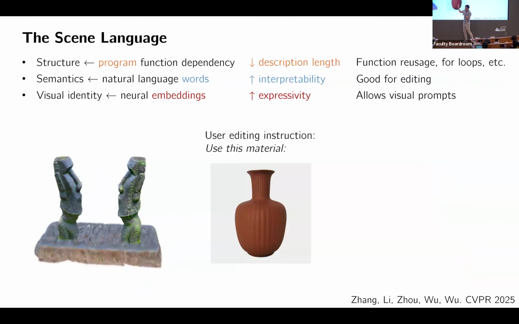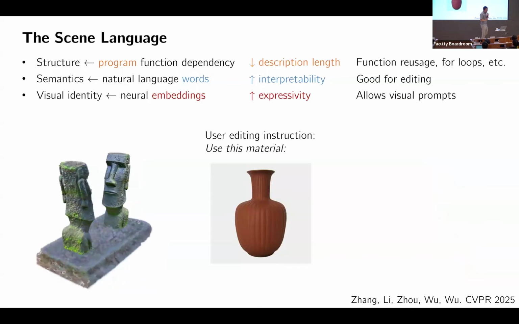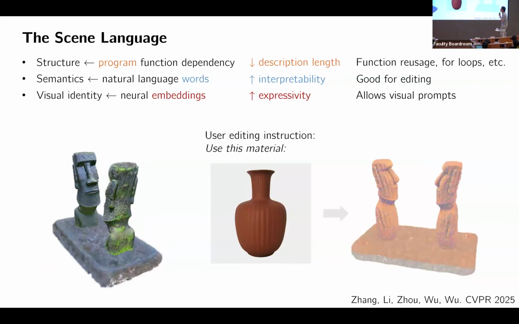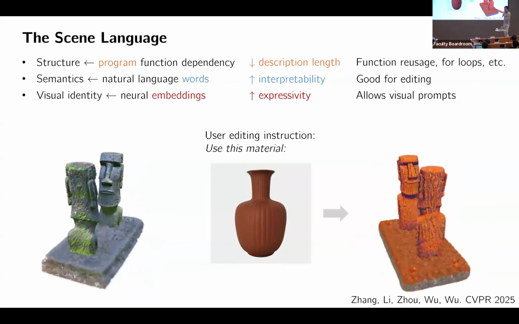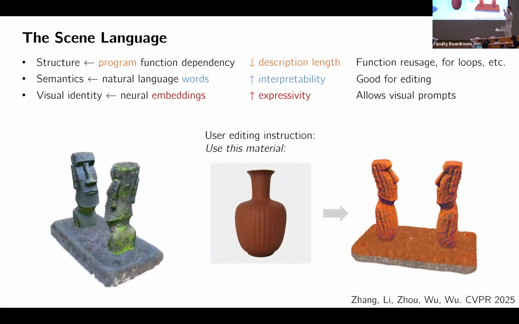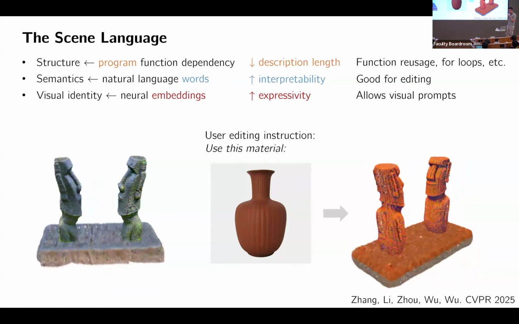Right, but what's the texture of this vase? I can't even say it myself. But I can take a latent embedding of the texture of the vase and apply it to the texture of the moai. Right, so I can support visual editing and visual prompting as well.